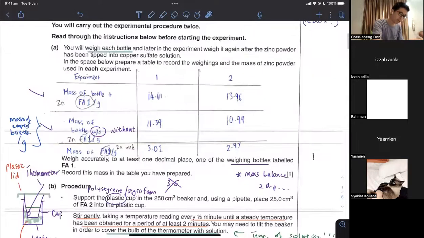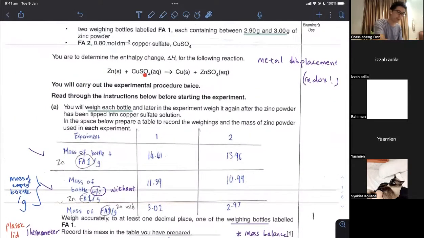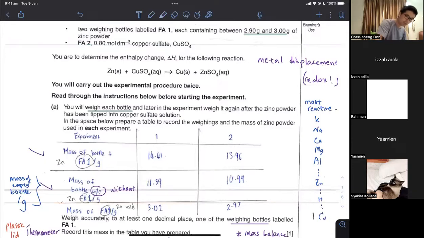This is a reaction between zinc solid and copper 2+ ions. So this is a metal displacement, as I mentioned, redox. As you know, from the most reactive metal to the least reactive metal, you have zinc, and then hydrogen, and then copper. So zinc is a more reactive metal than copper, and zinc will displace Cu2+.